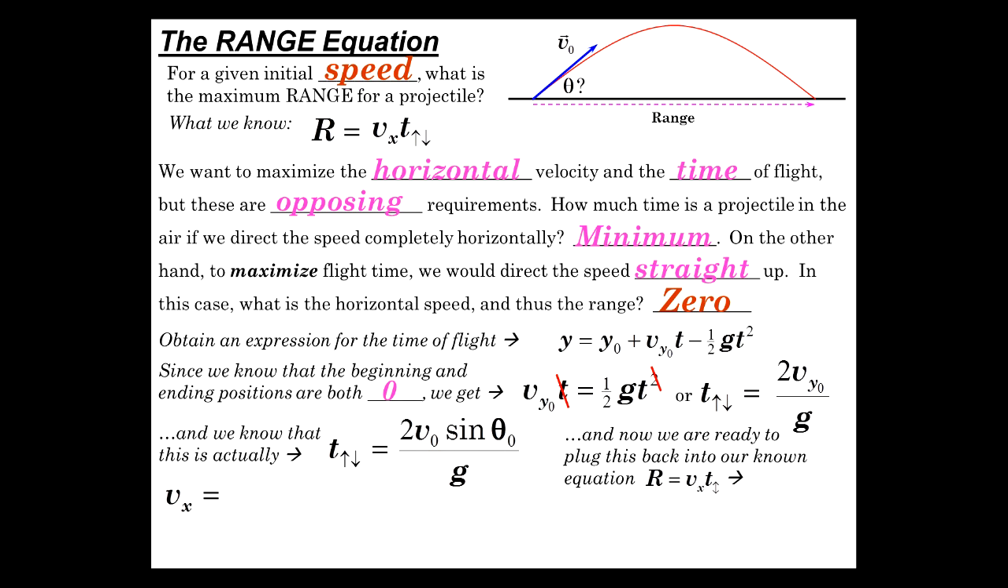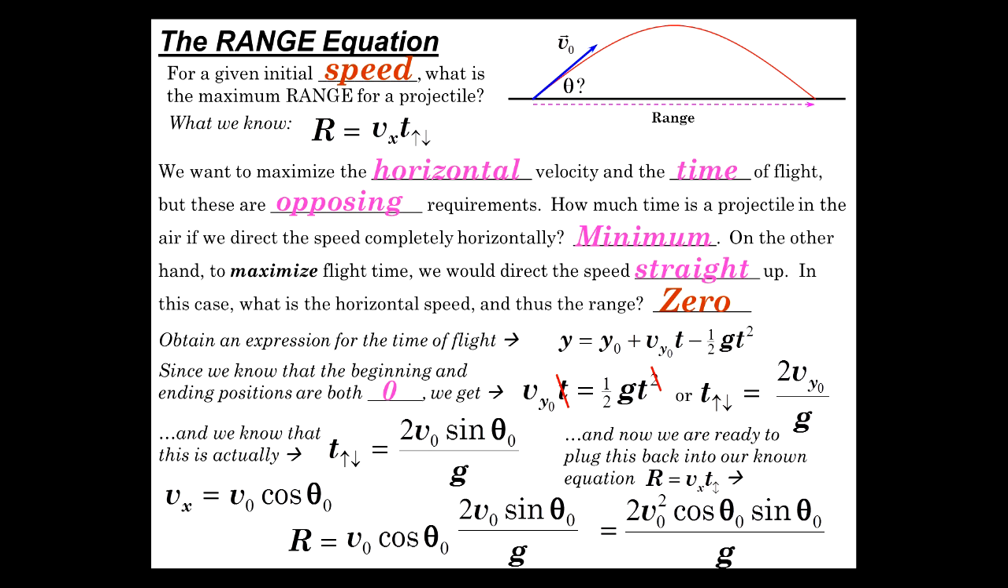So we're now ready to plug that time into our expression for the range, Vx times the time up and down. So let's do it. But what's Vx? Vx is the initial speed times the cosine of the angle. So now the range is Vx, here it is, V0 cosine of theta 0, the initial angle, that's Vx, times the time up and down, which is this, so we'll put that in there. There it is. That's our answer.